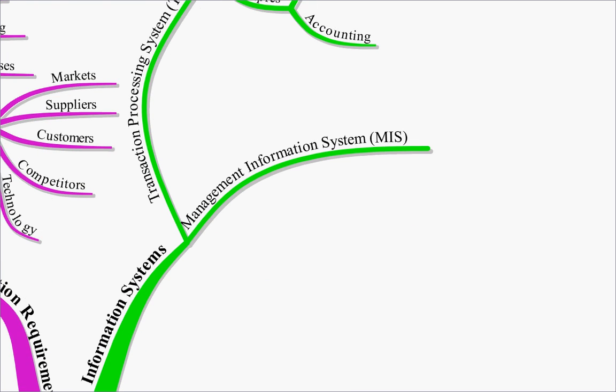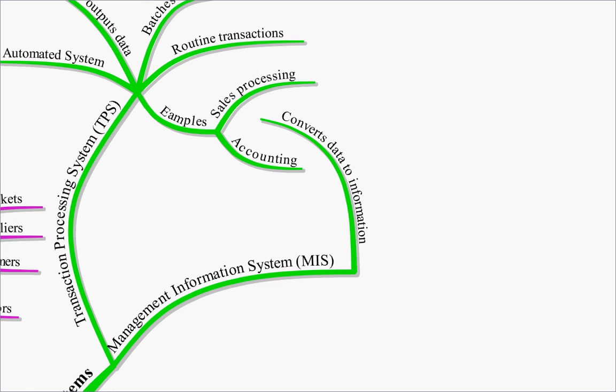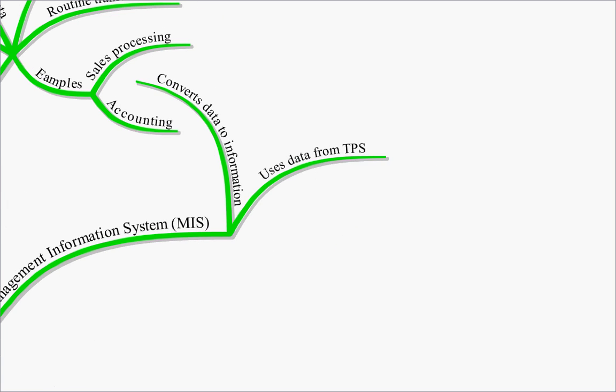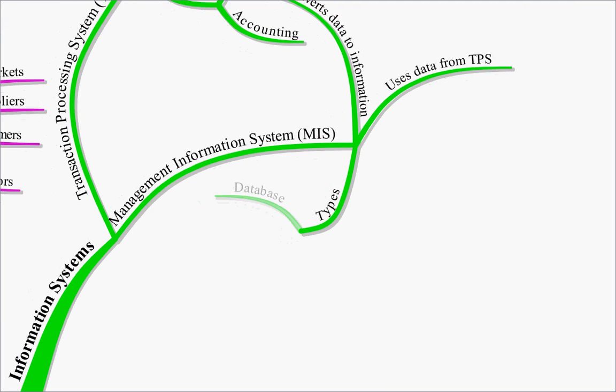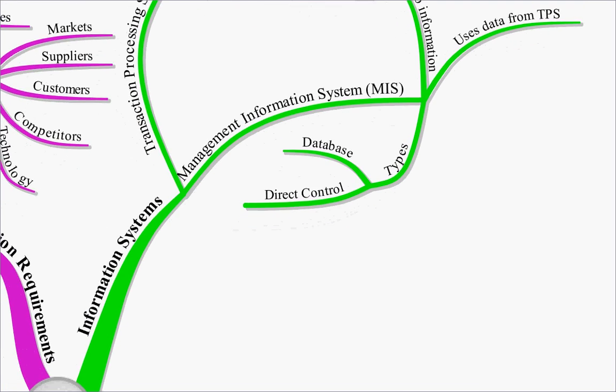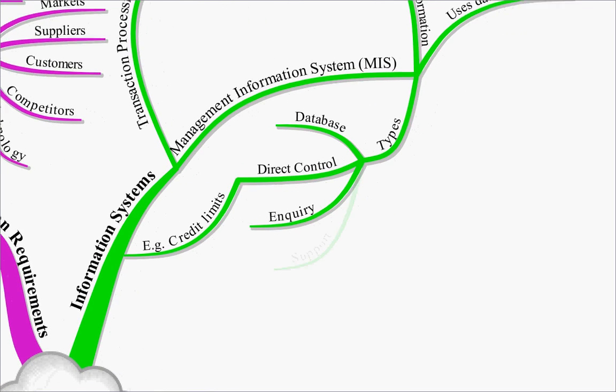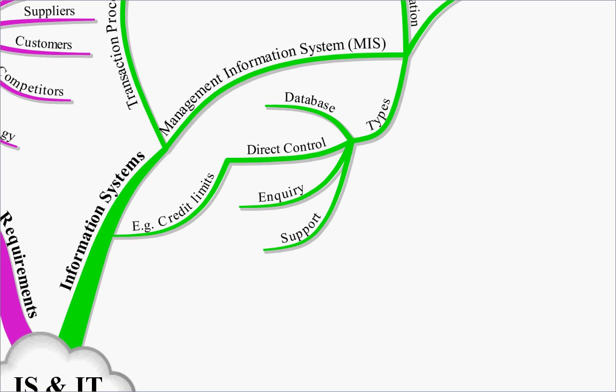Moving on then to Management Information Systems, MIS, if that acronym comes up in the exam. A Management Information System converts the data into information, i.e. raw data into information that you can actually use. It uses data from your transaction processing system, and different types of this will be databases, direct control, for example using credit limits, inquiries and support. These are all management information systems.